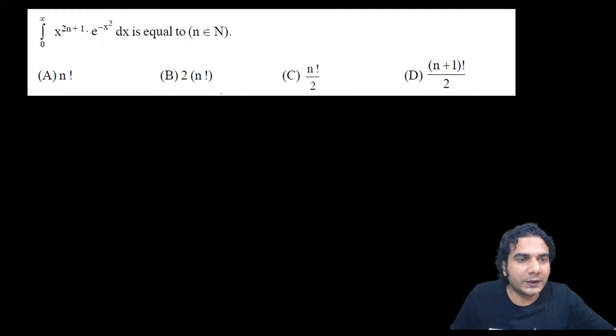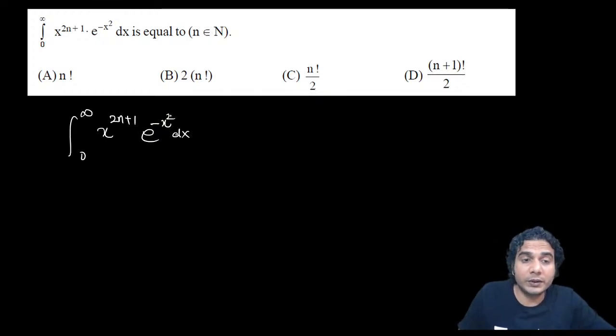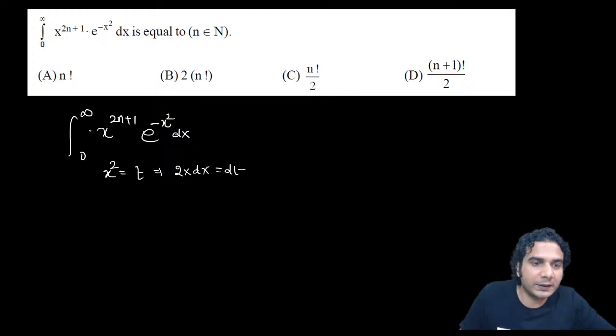Okay, so perhaps you have done it. Let's do it then: the integral from 0 to infinity of x raised to 2n plus 1 into e raised to minus x square dx. So first of all you should put x square is equal to t. So if you put x square is equal to t, this 2x dx will become dt. Okay, so make this 2 and divide by 2. And take one x out of this, leaving x raised to 2n. So it will become 1 by 2 of this integral.